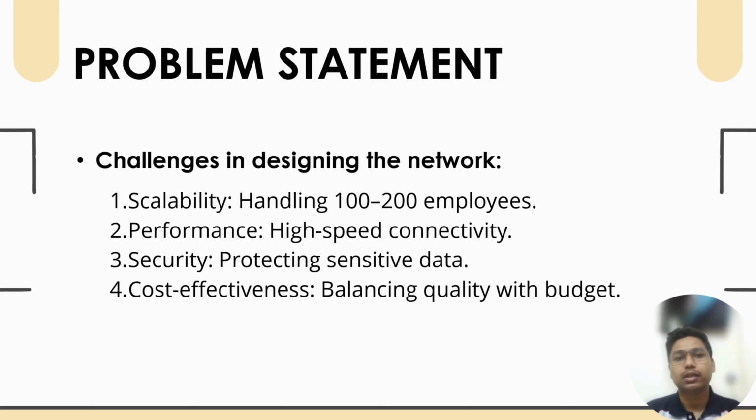First one is reliability and efficiency. The network must handle the workload of multiple departments without downtime or lag. For instance, the IT department might need high-speed access to servers, while the sales team requires reliable communication for video conferencing. Second one is scalability. As the business grows, the network should easily accommodate additional devices, users, and new technologies.